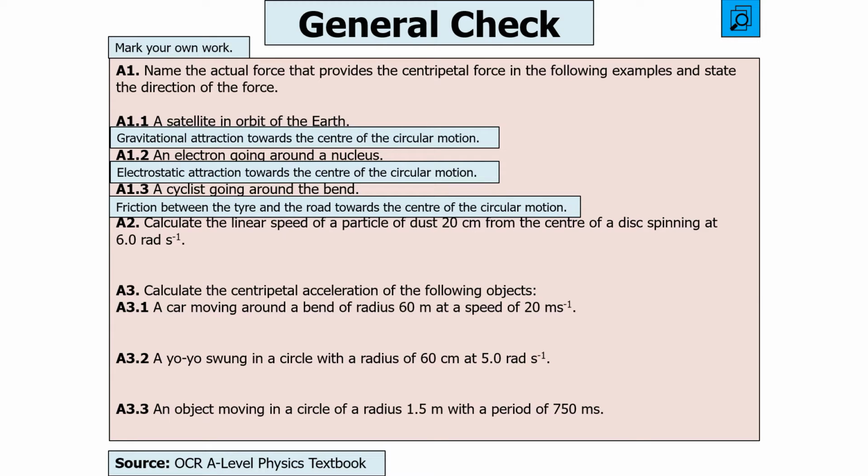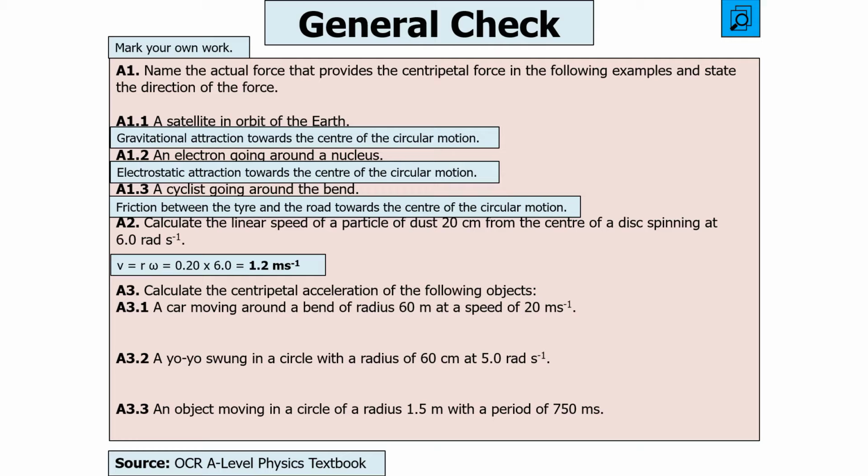Again, how can you link a linear speed to the angular velocity? Well, it is v equals rω, so therefore you can say it's going to be 0.20 because we convert centimetres into metres, times 6 radians per second, so it's 1.2 metres per second.